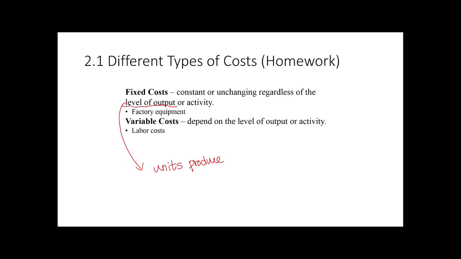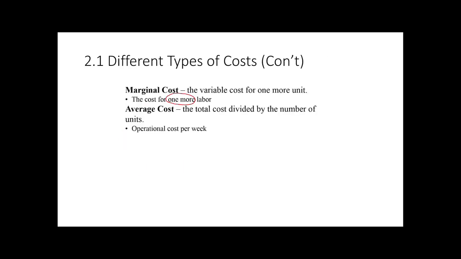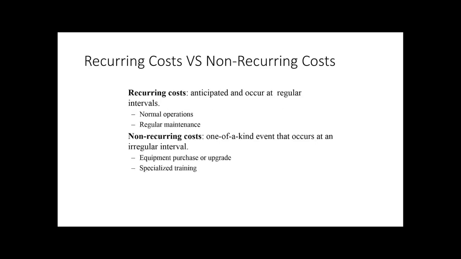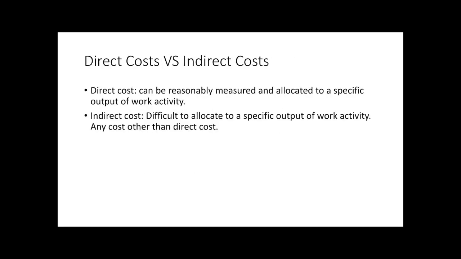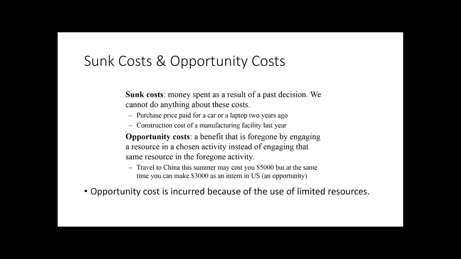You want to know the different types of costs. There are multiple types of costs, depending on how you see the cost. We have fixed costs, variable costs, marginal costs, average cost, recurring costs, non-recurring cost, direct cost, indirect cost, sunk costs, and opportunity costs. You want to know the definition of each cost, and you want to go over all the definitions and see if you understand them.